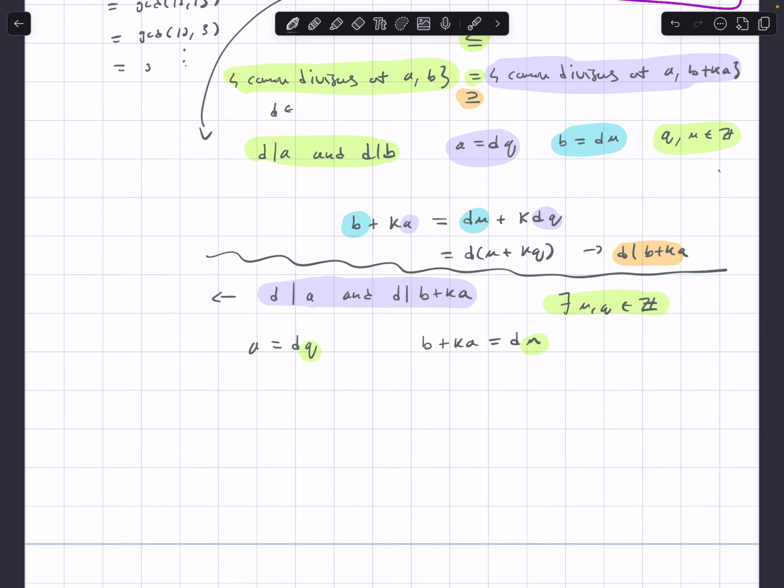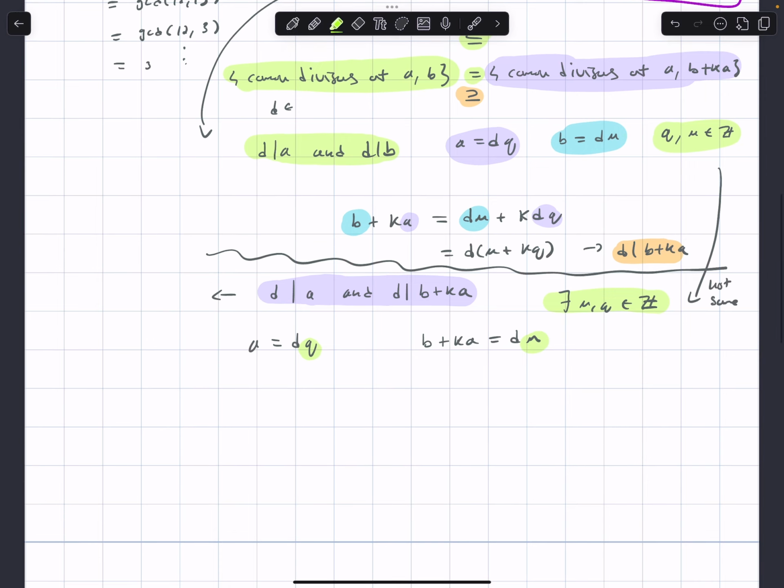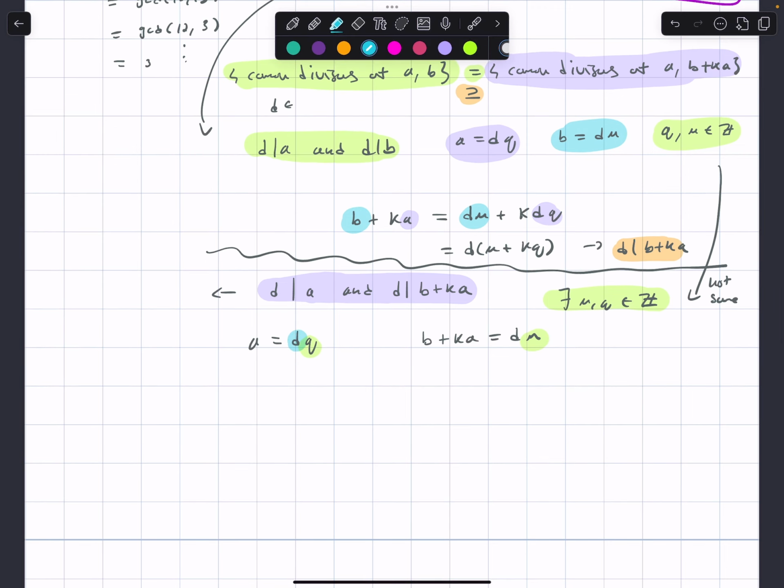I'll just put this because I can't stress this enough. These are not the same. These are different Q's and M's. I'm just not picking new letters because there's not really much point. Okay, so A is D times Q. B plus K times A is D times M.